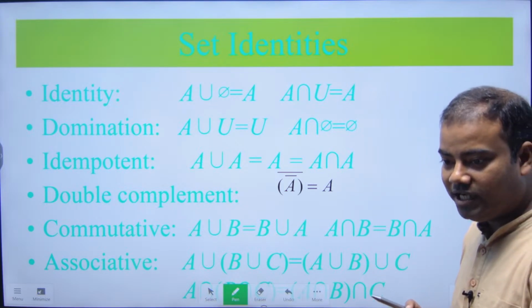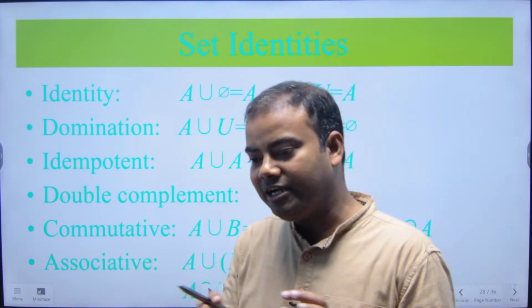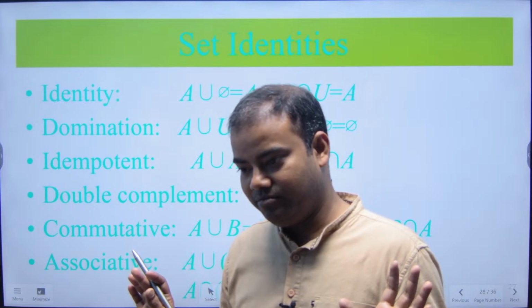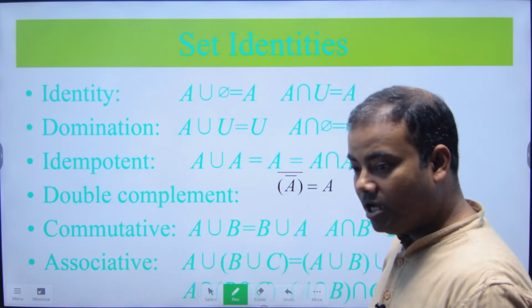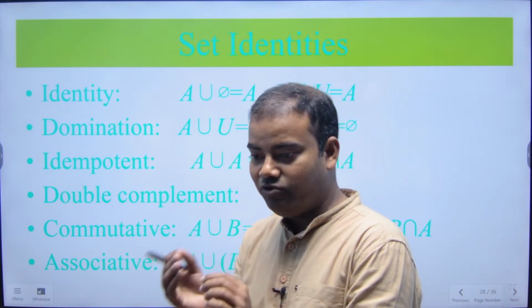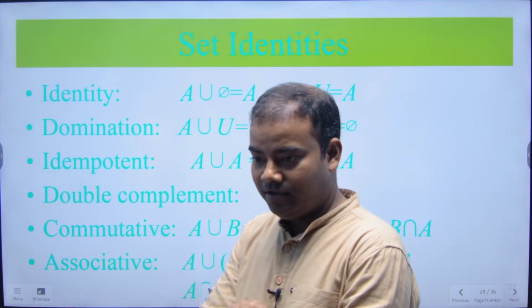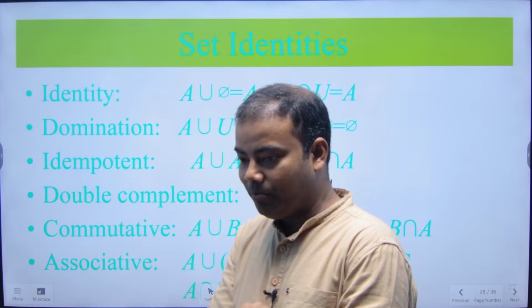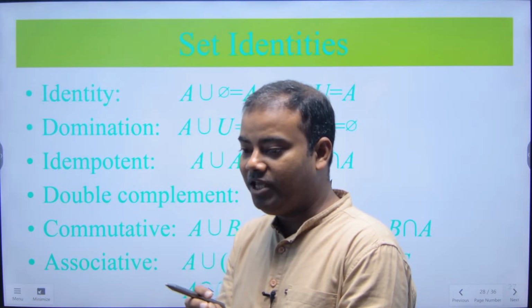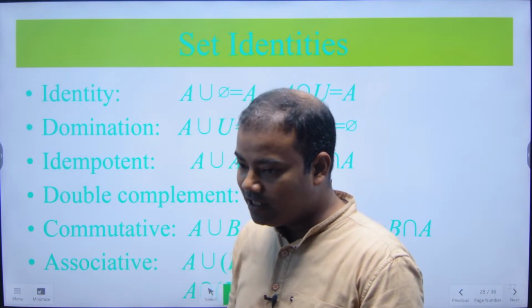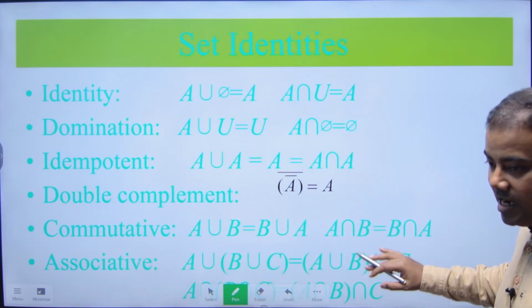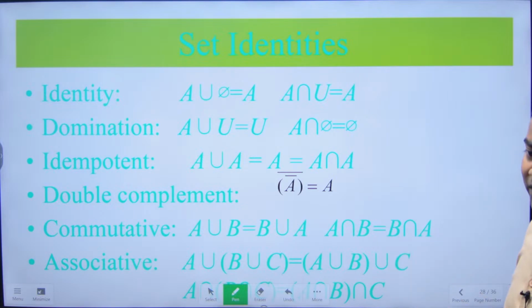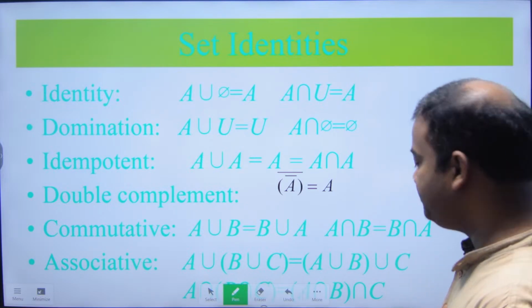what do you mean by associative? Means changing bracket will not change the thing, it will remain same. Means you can change the bracket. Commutative means changing position, means A union B and B union A. So commutative means you have to replace A with B. If both are same, then you will say that that is commutative. And for associative, you have to take three things and then you have to check with this. Okay? Clear?